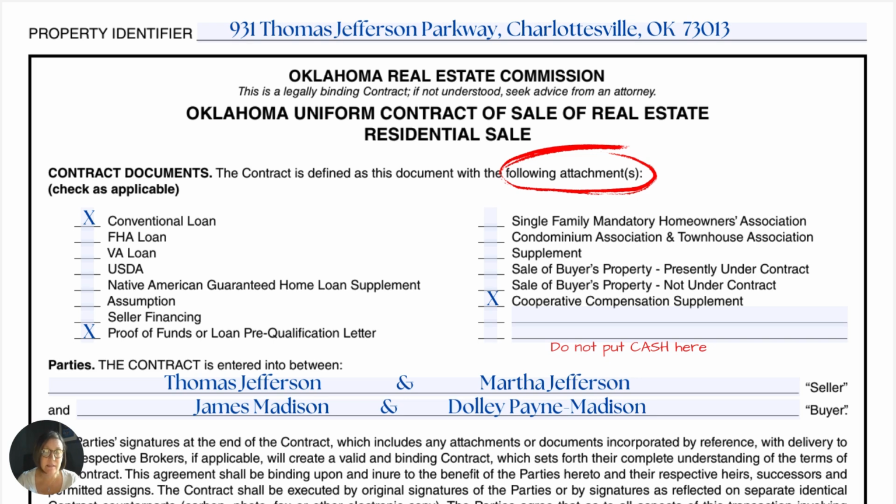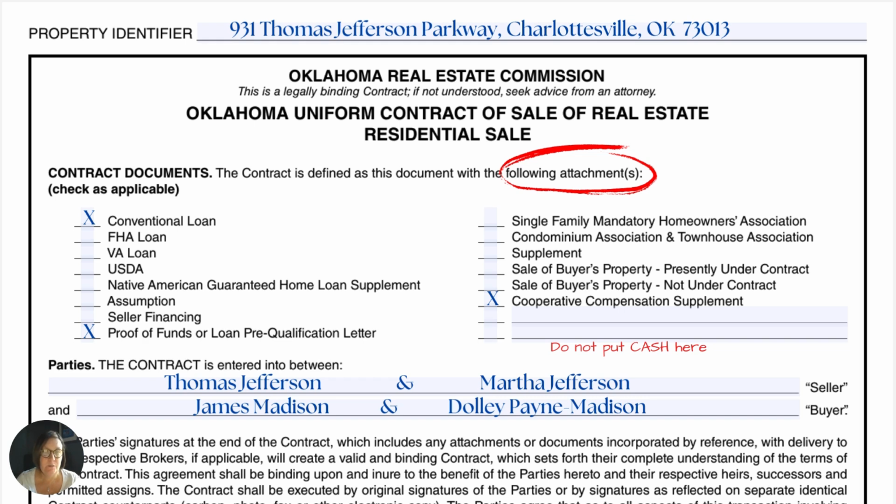If the buyer is asking the seller to pay for your compensation on the purchase of the property, make sure you attach the cooperative compensation supplement. There have been some realtors out there that have ended up working for free because they forgot to attach that sheet and didn't want to go after the buyer for it. So make sure if the buyer is having the seller pay their compensation, that that's attached.